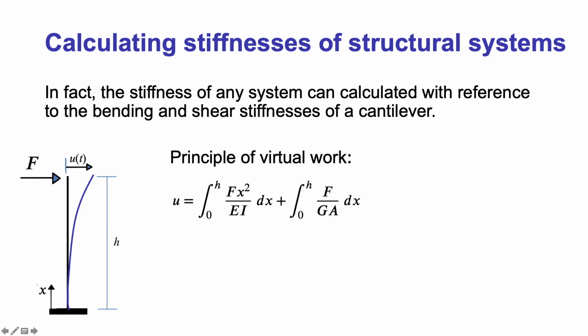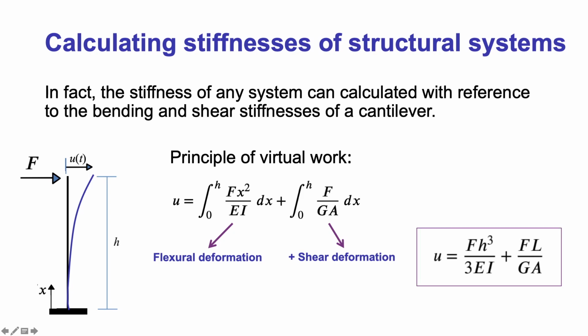This first integral is to be added to the second integral from 0 to h of F divided by the shear modulus of the material G and the cross-sectional area of the member, A. The first integral represents the flexural deformation, while the second one denotes the shear deformation. Note that we are neglecting axial deformation here, but these can be added without any problem within the same analytical framework. Carrying out the integration, we arrive at this expression for the lateral displacement of the cantilever.